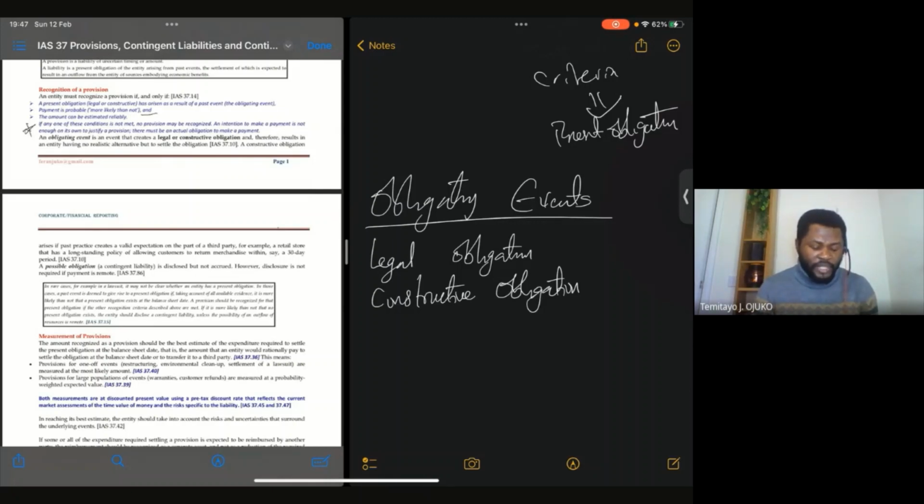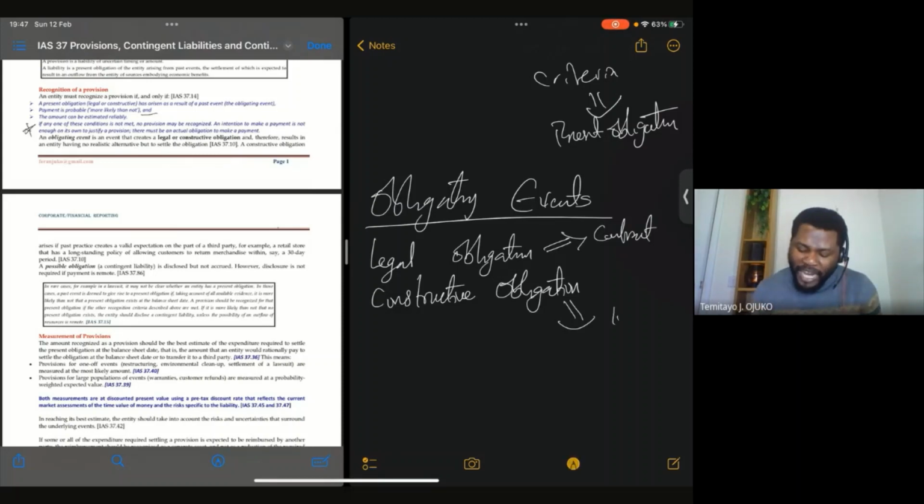A constructive obligation arises if past events. Now, please take note. Let me start with legal. Legal is pretty straightforward. Legal is by contracts, written laws, warranty contracts. Those are the legal, legislation and the likes. Now, what is constructive obligation? Because constructive obligations are not written.